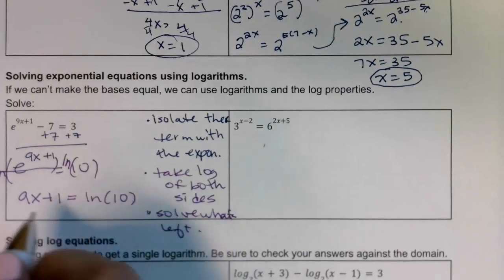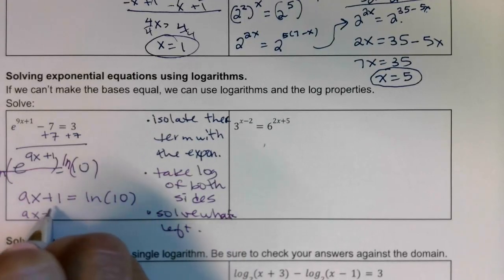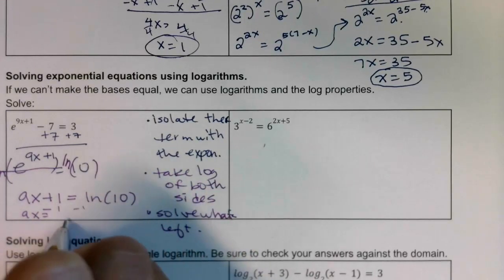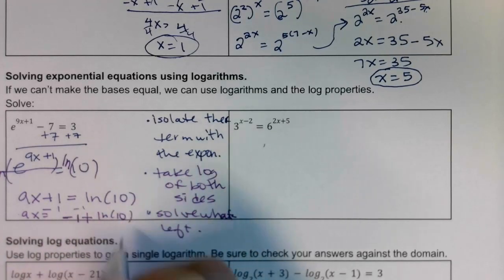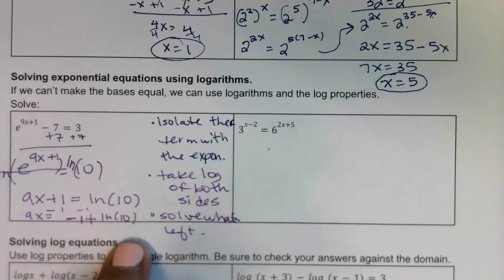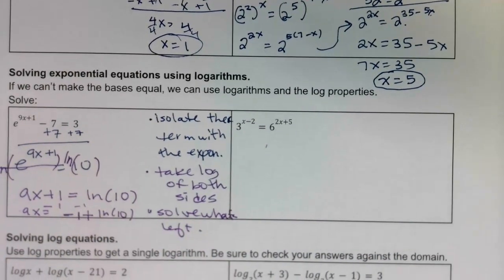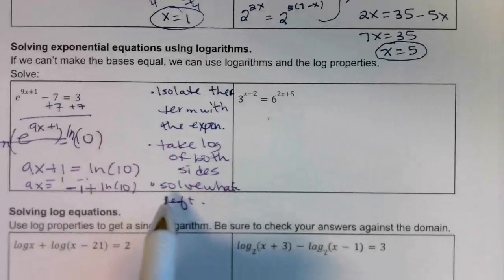Okay, so we would add 1 to both sides, so 9x, subtract 1, thank you. So 9x equals negative 1 plus natural log 10. I'm not going to do anything with that natural log 10. It's going to stay that until I grab a calculator and do an approximate answer. So we're going to leave it as is.